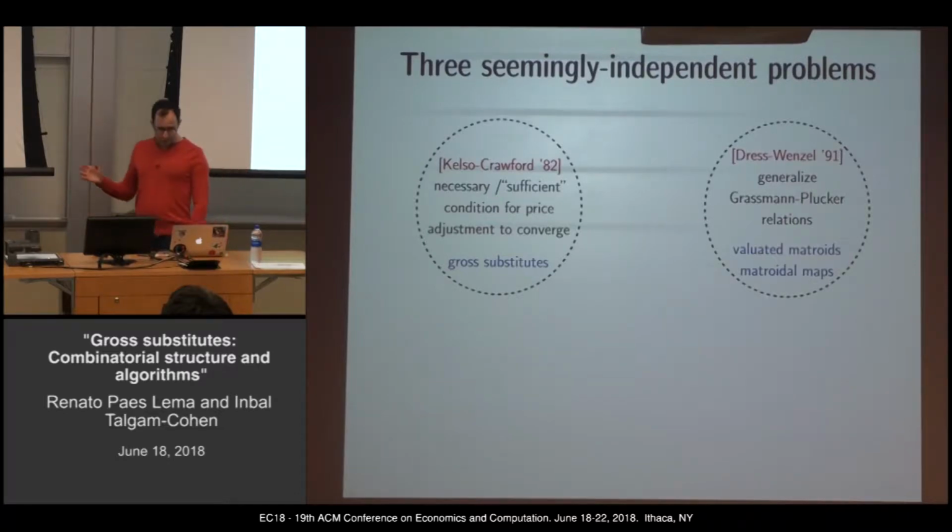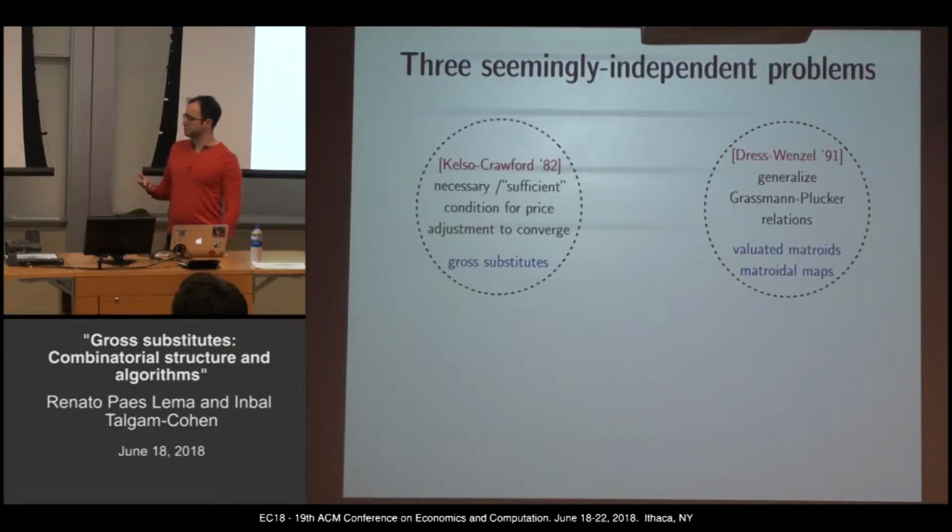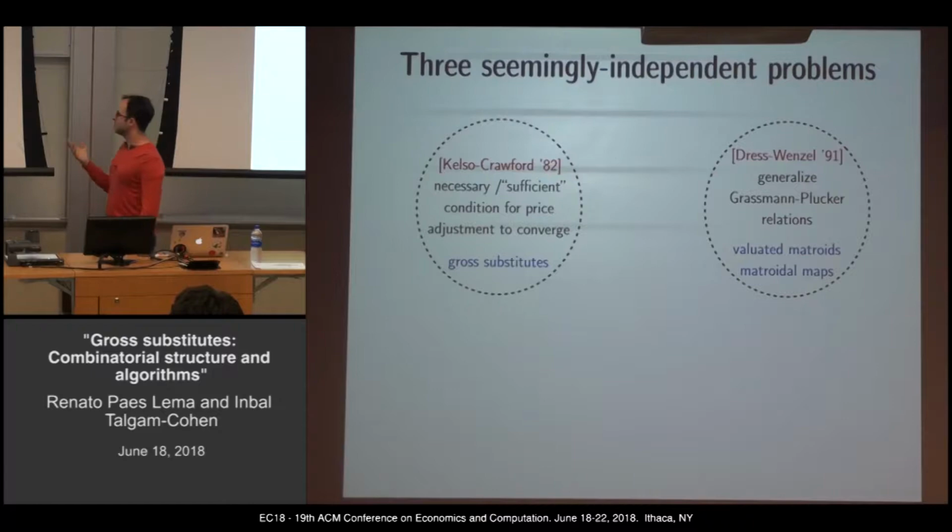In parallel, Dress and Wenzel were studying number theory. There's something in number theory called the Grassmann-Plucker relations that has to do with some discrete version of the determinant. They were trying to generalize those notions. They came up with things called Valuated Matroids, Matroidal maps in that context.